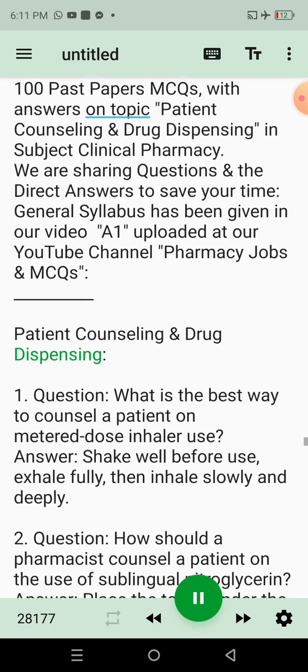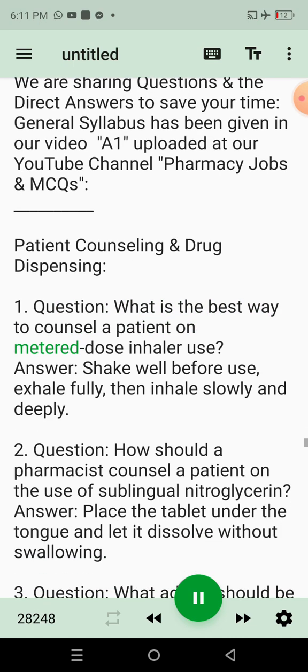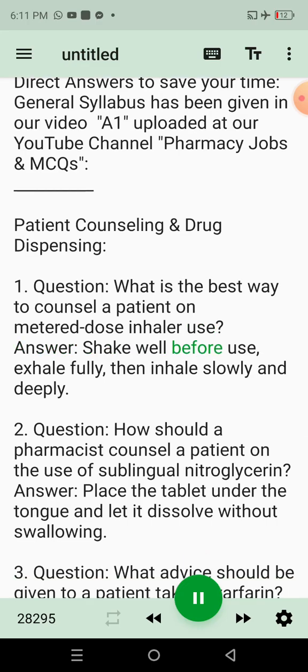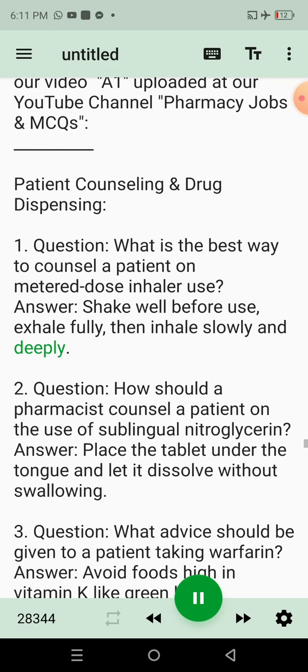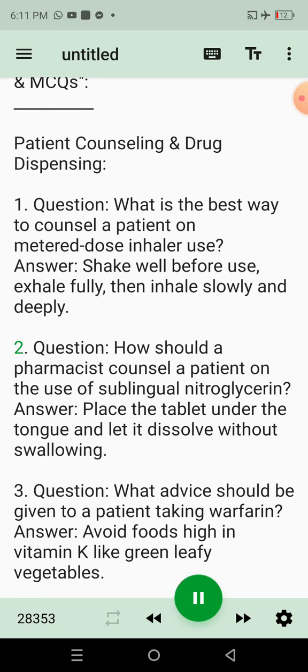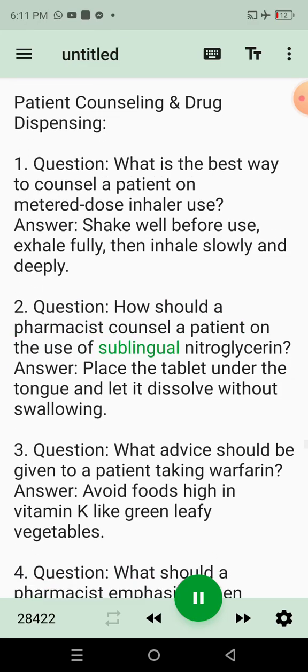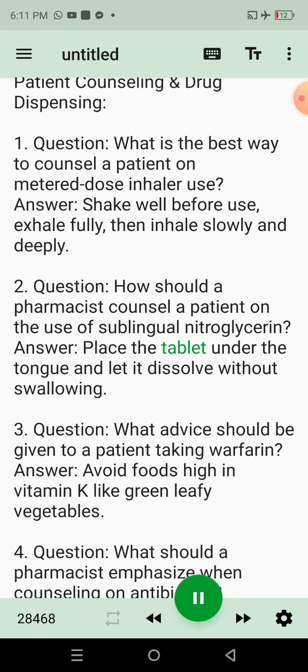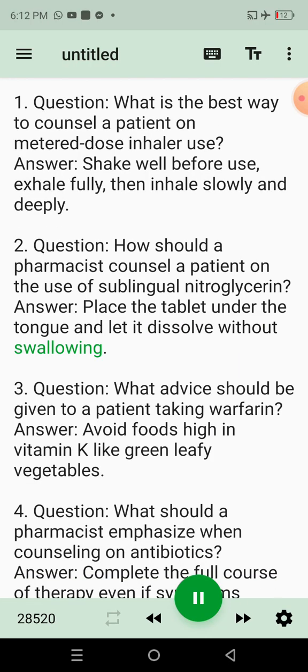Patient counseling and drug dispensing. 1. Question: what is the best way to counsel a patient on metered dose inhaler use? Answer: shake well before use, exhale fully, then inhale slowly and deeply. 2. Question: how should a pharmacist counsel a patient on the use of sublingual nitroglycerin? Answer: place the tablet under the tongue and let it dissolve without swallowing.